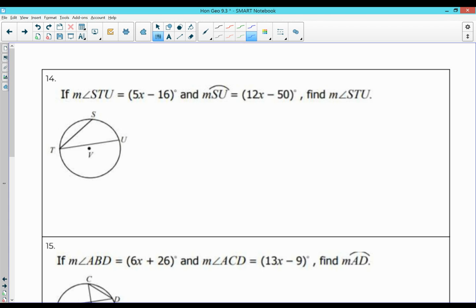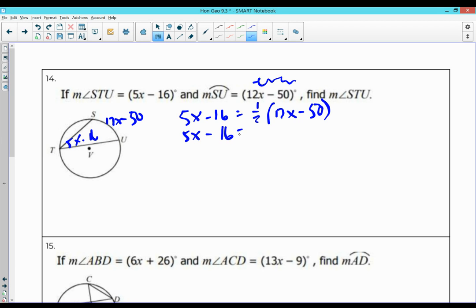If the measure of angle STU, so that inscribed angle, is 5x minus 16, and the measure of its minor arc that intercepts is 12x minus 50, find the measure of angle STU. So since that's even, I can take half of it. So I can say 5x minus 16 is equal to half of the arc. That'll give me smaller numbers to work with. So it might be in your best interest to do that too, but you would get the same answer either way.